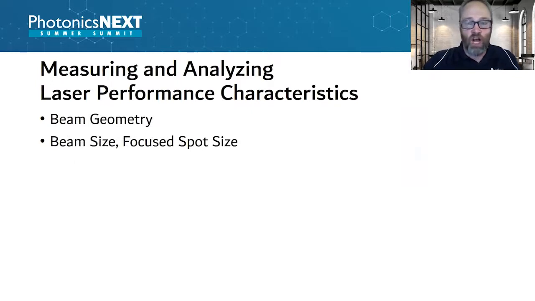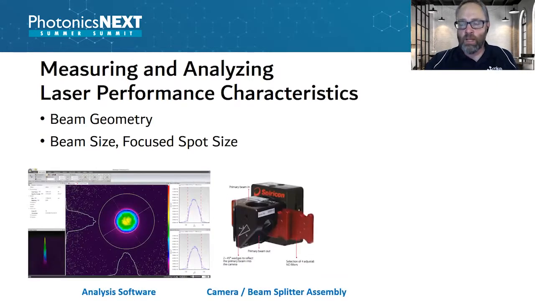When we're talking about beam geometry, beam size, focus spot size, then we're talking about a beam profiling type situation. In the middle here is a product that Ophir makes. It is a beam splitter assembly. It's coupled with a camera. It basically reduces the signal that reaches the camera to a suitable level, and then once that signal is interfaced with a computer, you see on the analysis software there, you're seeing the shape of the beam, you're seeing the size of the beam, you're seeing the roundness of the beam. All these parameters that you see in the upper left here, there's a wide variety of parameters that you can measure from a beam profile.